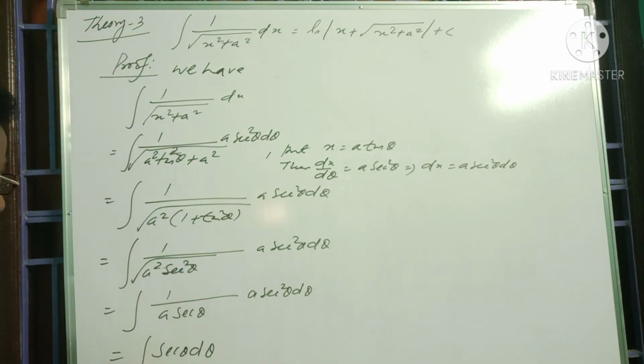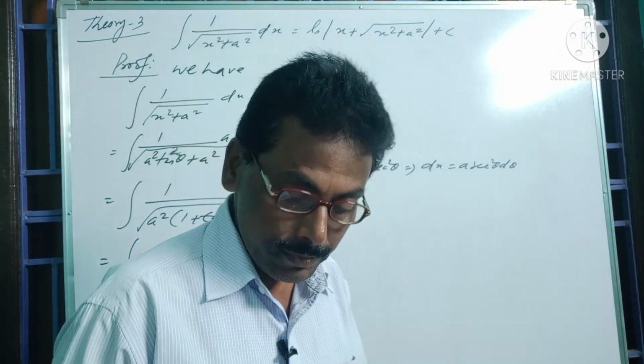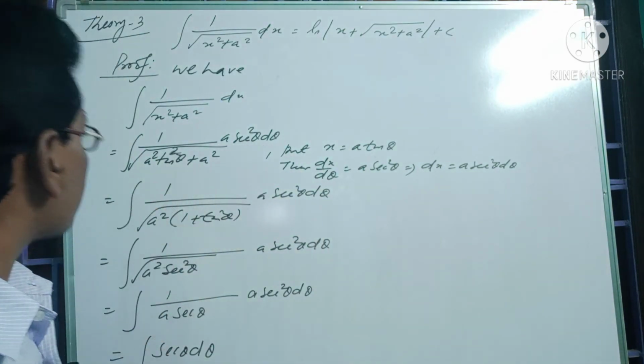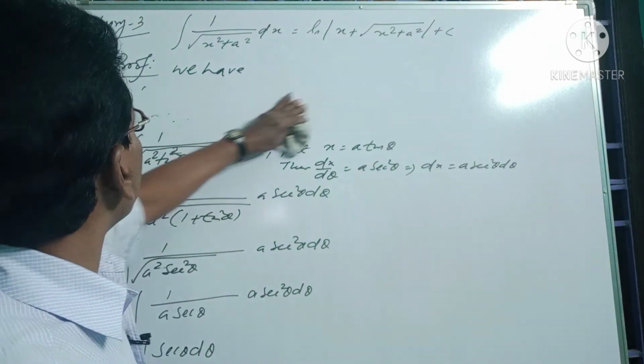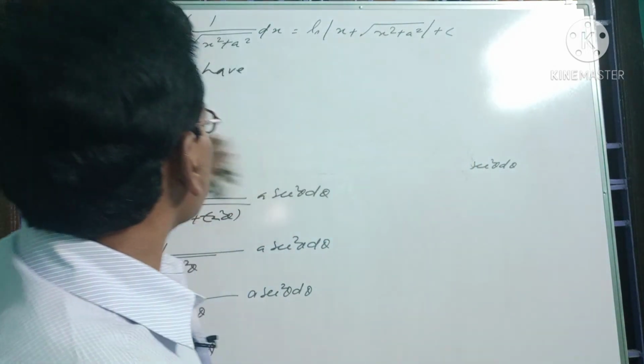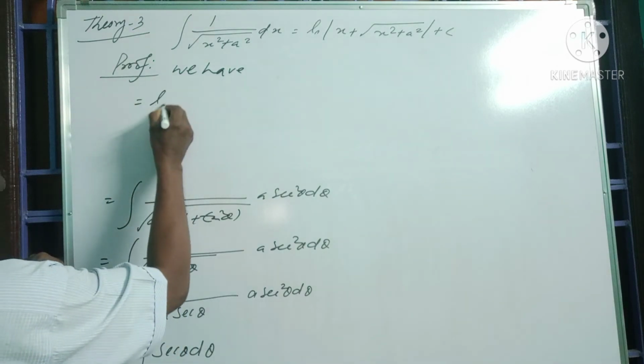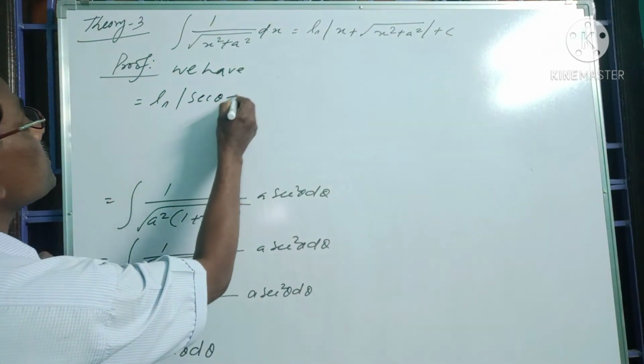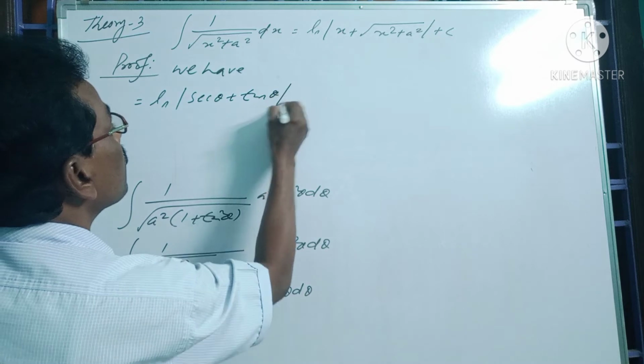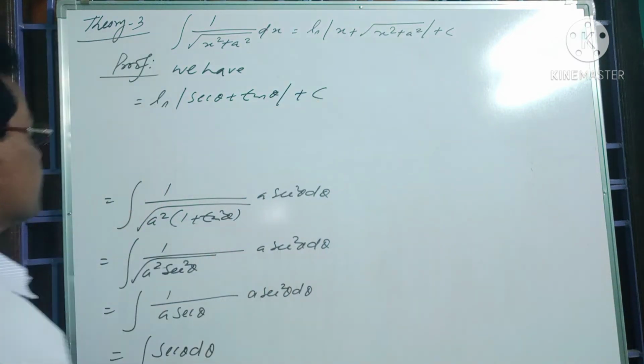And we know the integration of sec theta is nothing but ln of mod of sec theta plus tan theta. So integrating, we have ln of mod of sec theta plus tan theta plus c, the constant of integration.